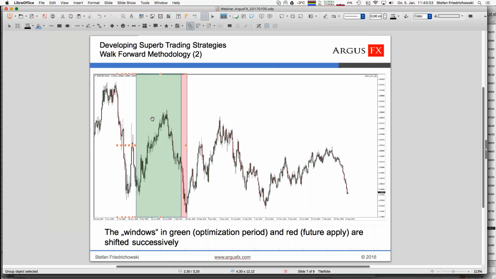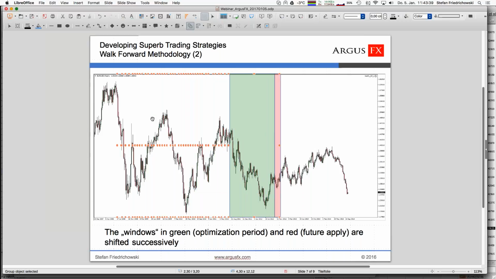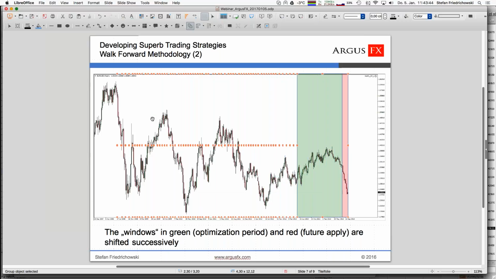And that process can be done iteratively, complicated word, until today. And what I do from today is simply the same. Now I optimize for the green box once again, and I apply those parameters in the real future. So the good thing is I have practiced my kind of strategy in a complete history.